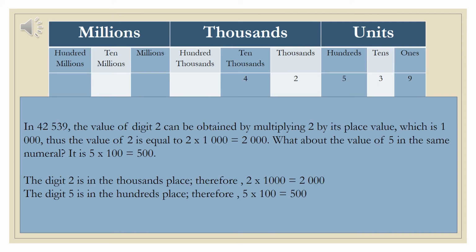In 42,539, the value of digit 2 can be obtained by multiplying 2 by its place value, which is 1000, thus the value of 2 is equal to 2 times 1000 equals 2000. What about the value of 5 in the same numeral? It is 5 times 100 equals 500. The digit 2 is in the thousands place, therefore, 2 times 1000 equals 2000. The digit 5 is in the hundreds place, therefore, 5 times 100 equals 500.